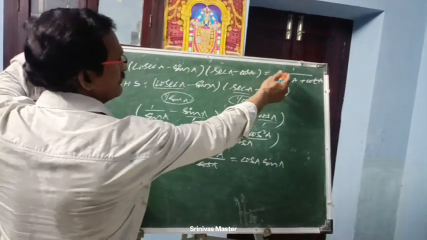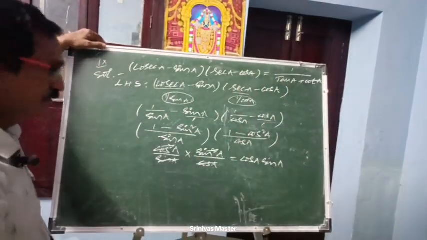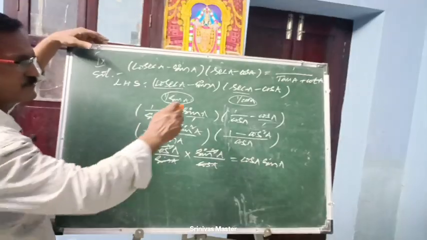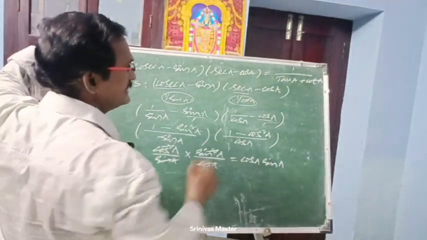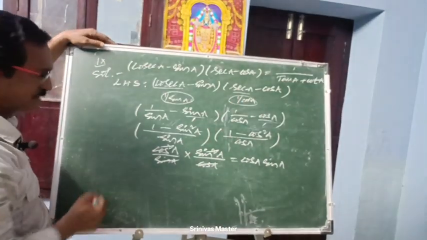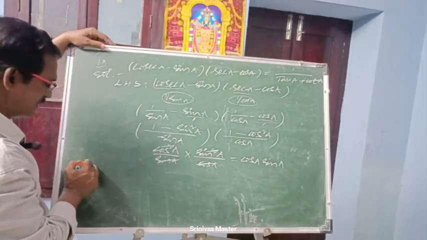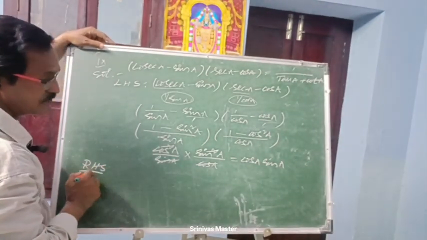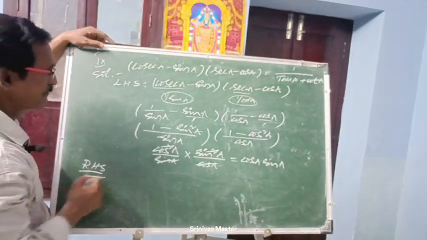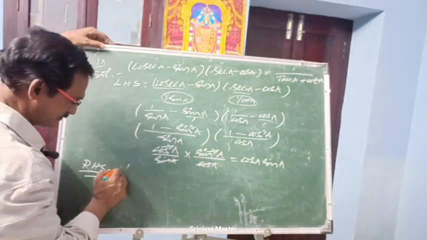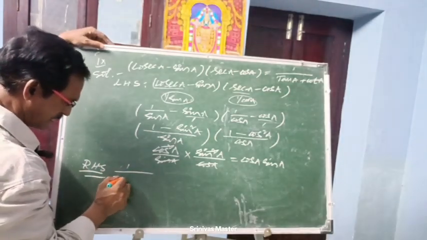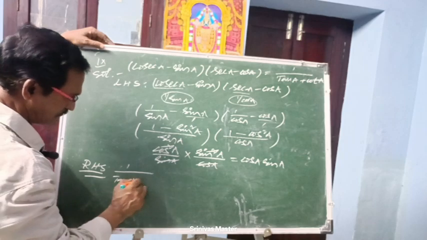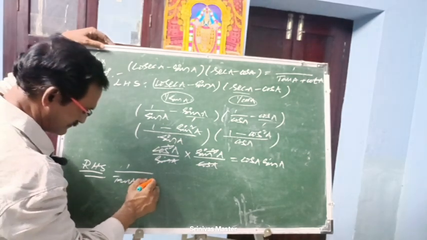But it is not equal to the RHS now. So in this case you must do simplification in this RHS also. Take that RHS. After doing RHS you will see whether it is equal to LHS or not. Now what is RHS, children? 1 by tan A plus cot A.